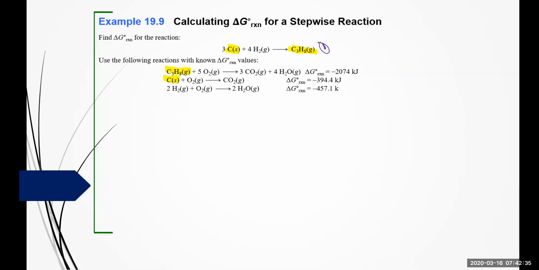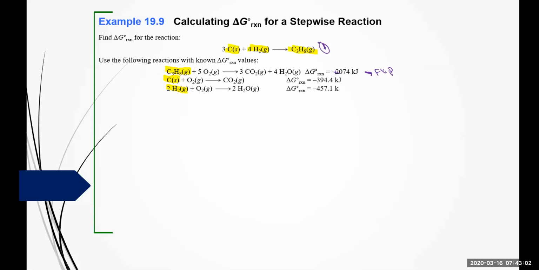And my H2 gas is also only in that one reaction. So now I can use that to go through and kind of look at our changes. So this one I know I need to flip. So I need to make this sign a positive one.